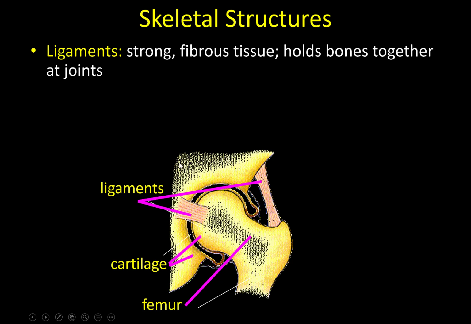Joints are, like we said, where bones come together. Bones are held together at joints using connective tissue called ligaments. Ligaments are very, very strong. They're fibrous. They are not stretchy. There's a lot of collagen here. This is what holds the bones together in the right orientation at a joint, so they move against each other properly.